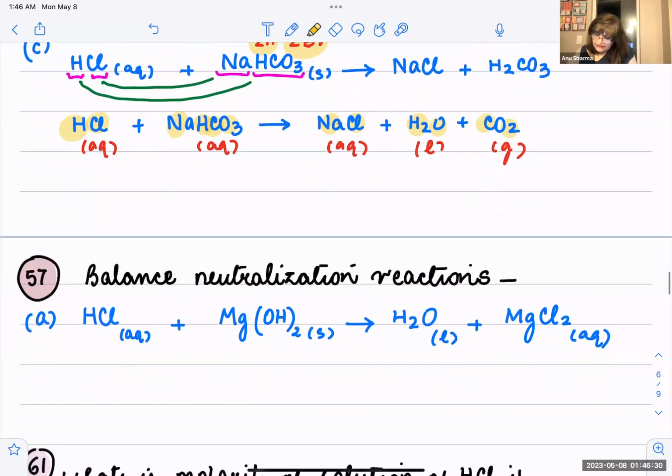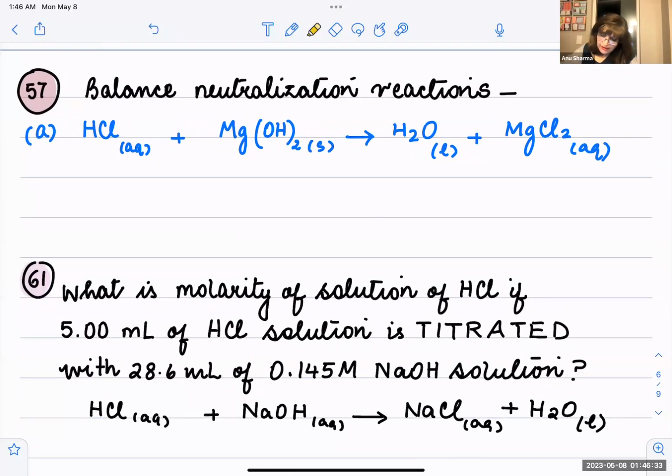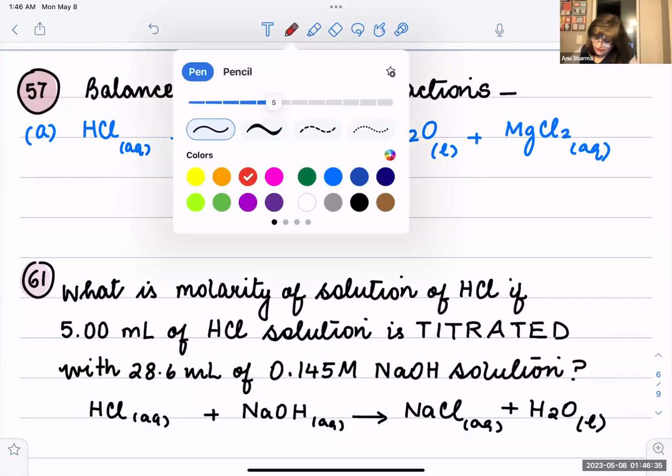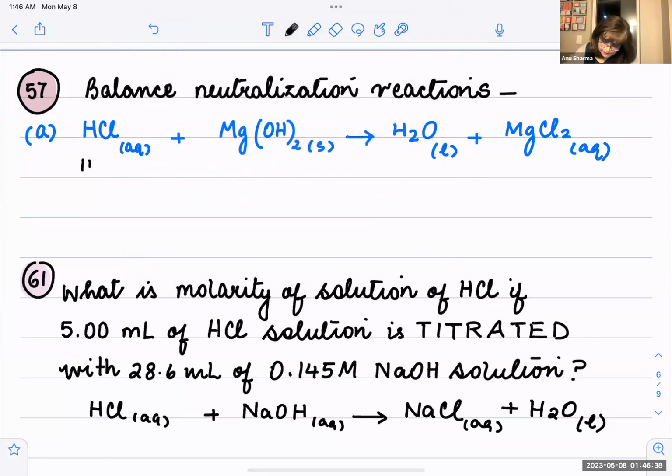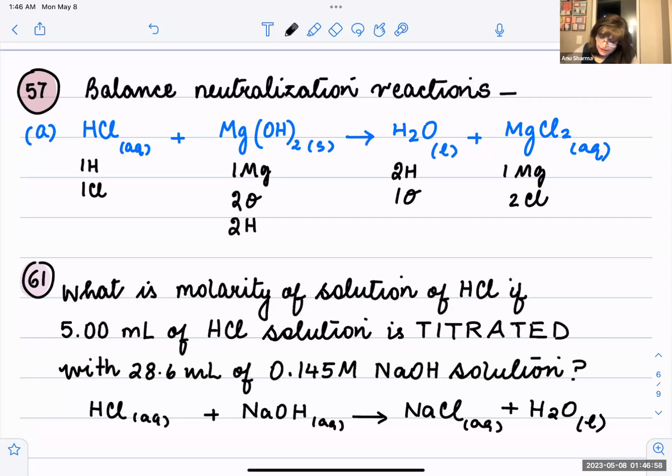Okay. Next is balance the neutralization reaction. Simple, again, balancing. So let's do this here. We have 1 hydrogen, 1 chlorine, 1 magnesium, and 2 OH, let's break this up, 2 oxygens and 2 hydrogens. And we have here 2 hydrogens, 1 oxygen, 1 magnesium, and 2 chlorines. So what is not balanced? We look at the balancing. Obviously, chlorine is 2 here and 1 here. So let's start with that.